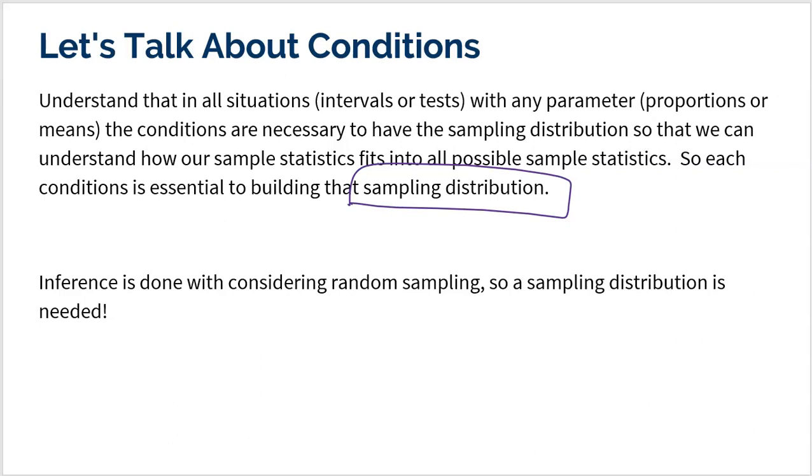All right, inference is done with considering random sampling, right? All inference is about random sampling, so a sampling distribution is needed. Now, remember, a distribution involves three things. This actually goes all the way back to Unit 1. When you look at a distribution, you got to talk about the center of that distribution, the spread of that distribution, and the shape of that distribution. And all three of our conditions are attached to those three items.